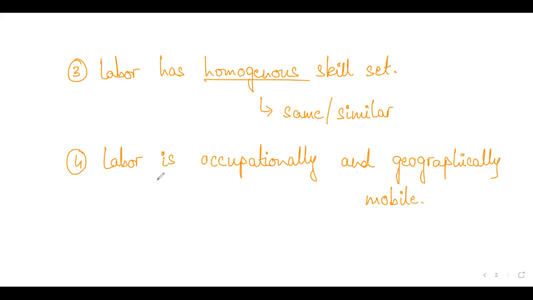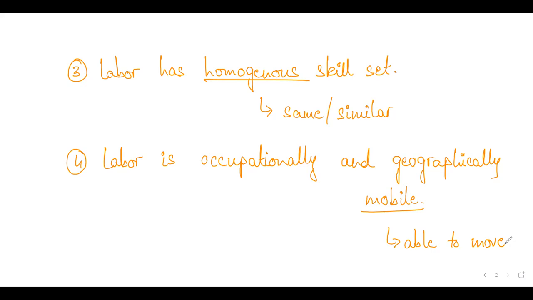Now, what it says here is that labor is occupationally and geographically mobile. Mobile means being able to move. We are assuming that if someone is a doctor occupationally, that person can switch from being a doctor to an engineer. Which is kind of hard to imagine in real life, because being a doctor requires one type of degree and being an engineer requires another. So how possible would it be for someone to switch his occupation? But we are assuming a very ideal world, where people can switch occupations, right?